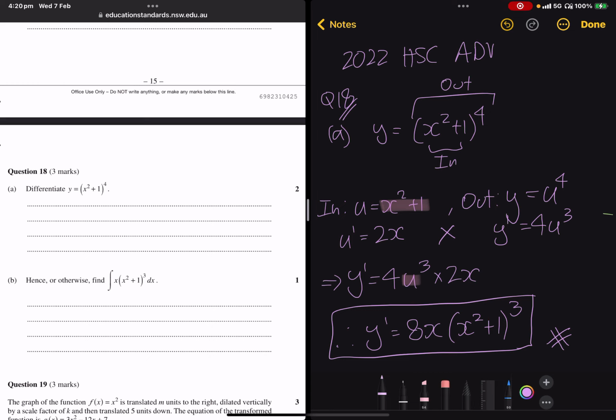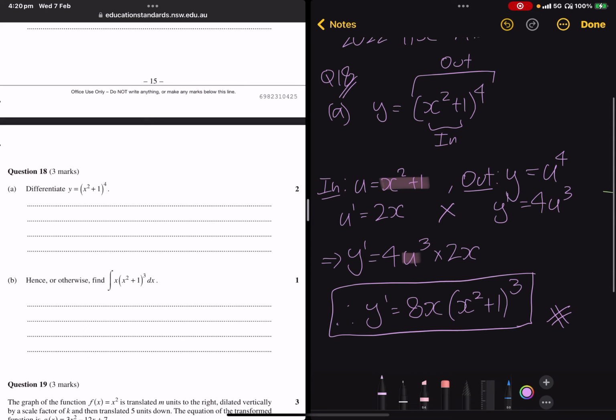So working something like this, you could have slightly less working. This is just a very formal way of doing the chain rule. But as long as you've done the chain rule correctly, got your correct derivative, that'll be all right.